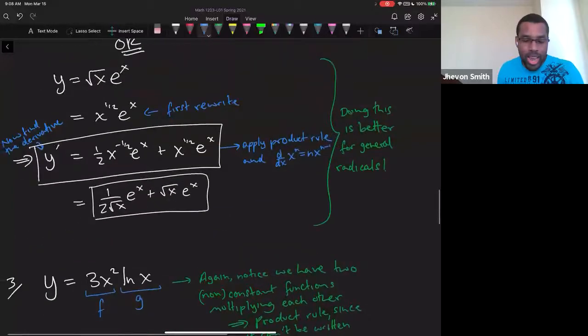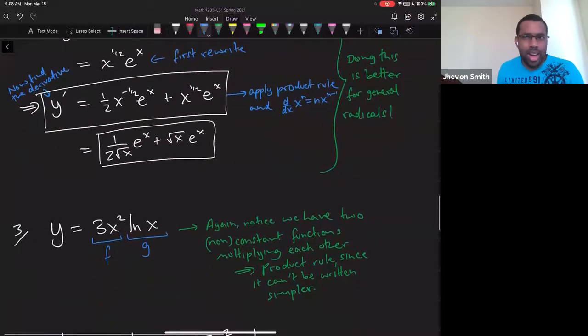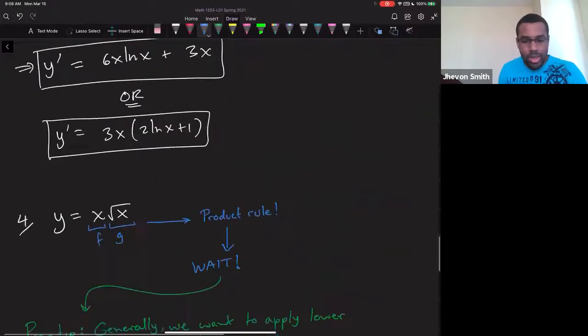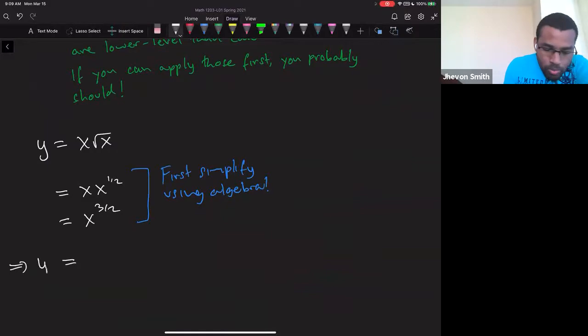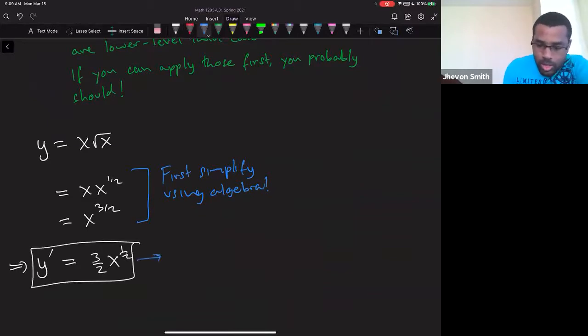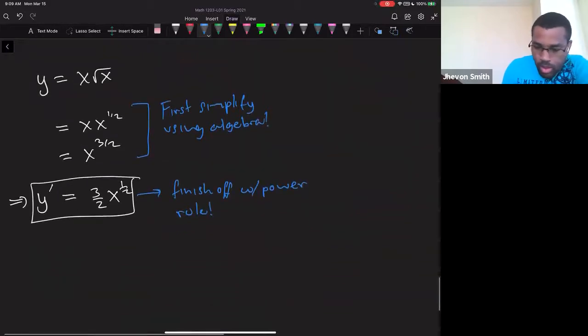Now, of course, up here, when I had the 3x squared times ln x, I did not have that option. How was I going to simplify that? I couldn't really do anything. Here, though, I could actually simplify this, and you'll now notice I don't even need the product rule anymore. Then finish off with the power rule. Product rule was not needed.